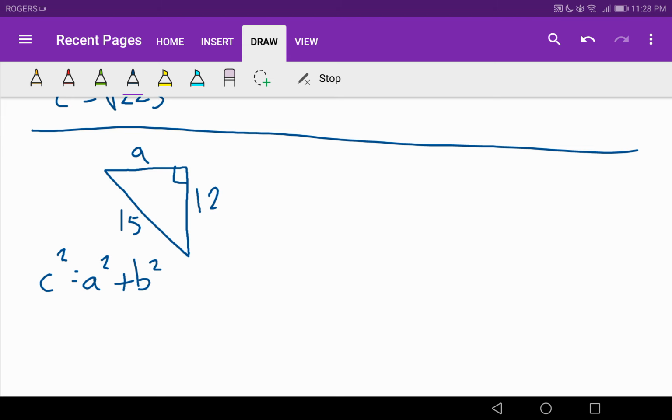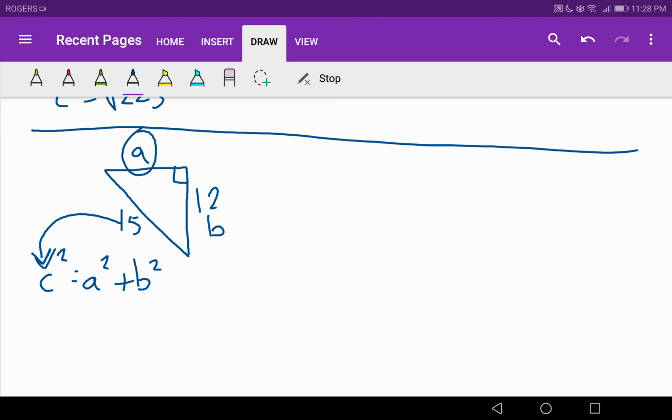Okay, so watch closely. In the previous question, we solved for C, right? But in this question, we are given C. We're given the hypotenuse, the longest side. Remember I told you that the longest side has to be C. So that 15, it is not interchangeable with anything. It absolutely has to be C. And this I will call B. If this is A, then let's call that B. Now let's plug everything into my formula.